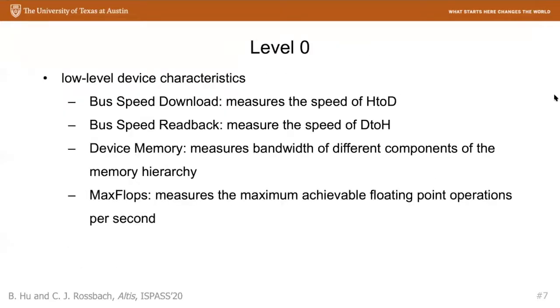Here's an overview of Level 0 benchmarks. The benchmarks in this level focus on low-level device characteristics, such as bus data transfer rate, bandwidth of different components of the memory hierarchy, and the floating point operation capability of the device. These benchmarks are adopted from the SHOC benchmark suite.